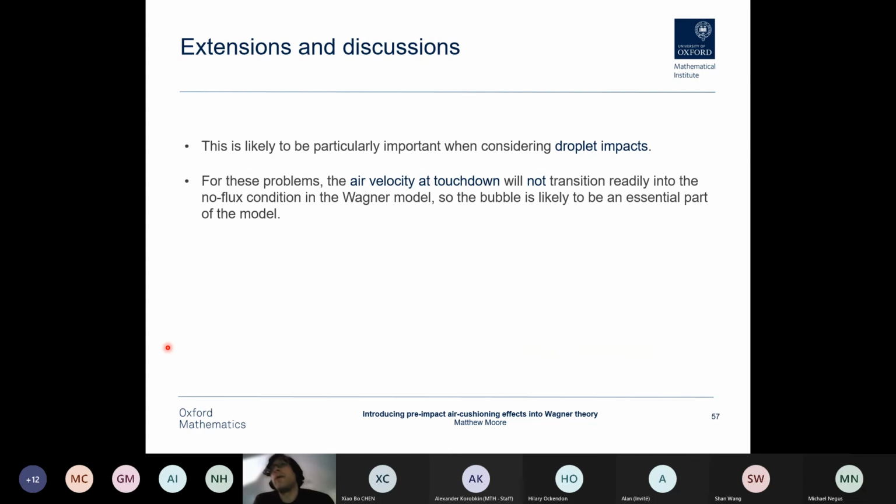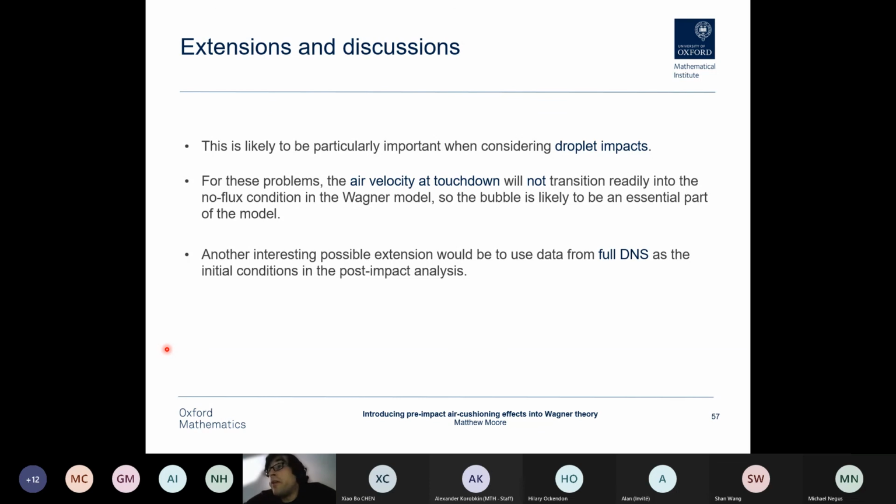And I think that's particularly going to be the case when you're considering droplet impact problems. So the nice fact that the VC was equal to -1 will not be the case when you're thinking about droplet impacts. There won't be a nice transition from the free surface velocity at touchdown to what you would need to apply in the Wagner problem, because it will go from something that is moving with the velocity to something where you would like to put no droplet motion through a solid surface. So that's not going to be a smooth transition, and you were likely to need to consider the bubble in this sort of problem.